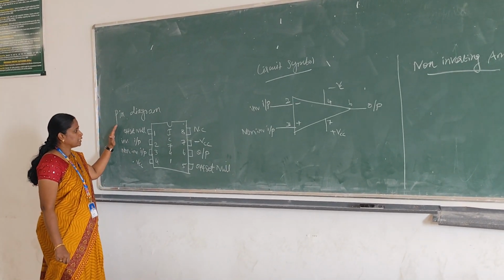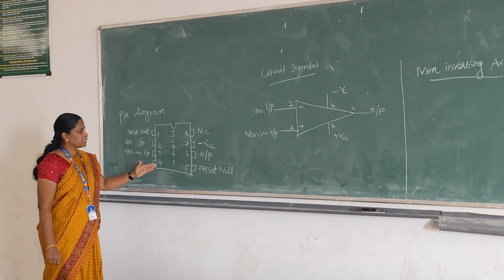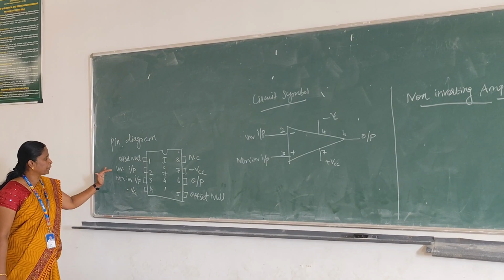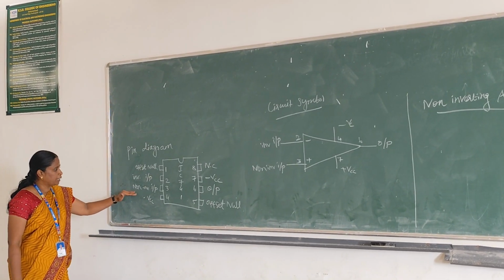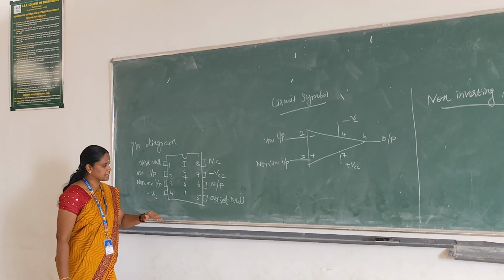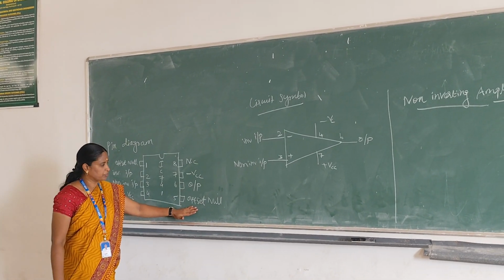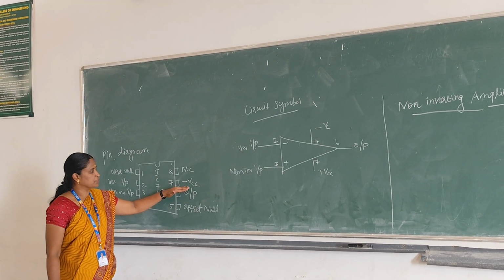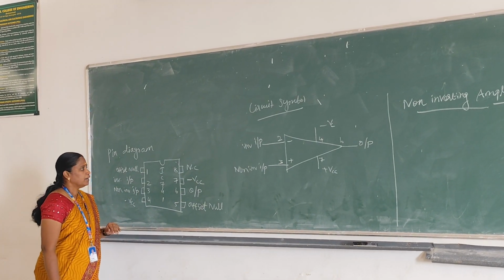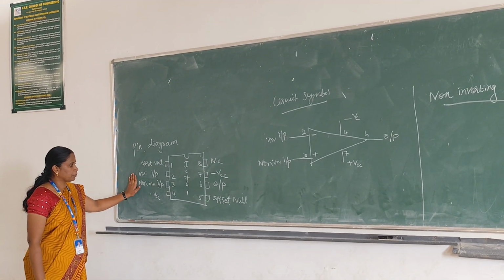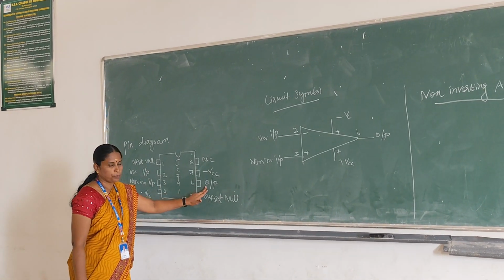So, the pin diagram of IC 741. It consists of 8 pins. Pin number 1 is offset null, pin number 2 is inverting input, pin number 3 is non-inverting input, pin number 4 is minus VCC, pin number 5 is offset null, pin number 6 is output, pin number 7 is plus VCC, and pin number 8 is no connection. So there are 2 input pins and 1 output pin.